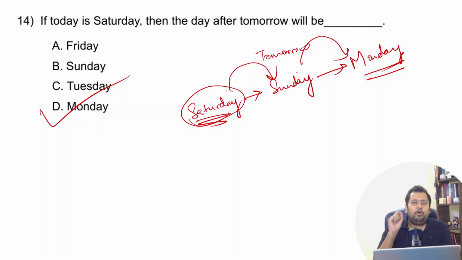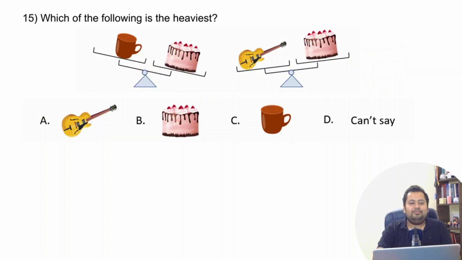And if today is Saturday, then what would be day before yesterday? Now find that and let me know in the comment section the correct answer. We have found out that if today is Saturday, then day after tomorrow is Monday. So if today is Saturday, then what is day before yesterday? Find that out, write the solution in the comment section, and I will reply to each and every one of you. Let's now go to question number 15.